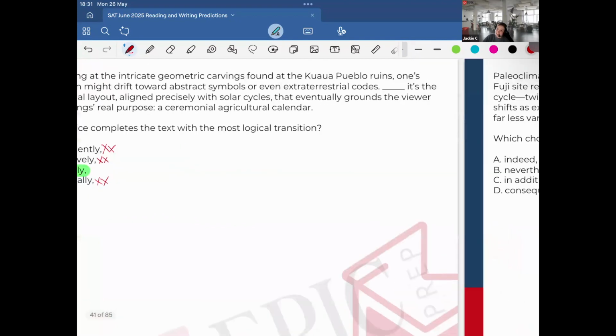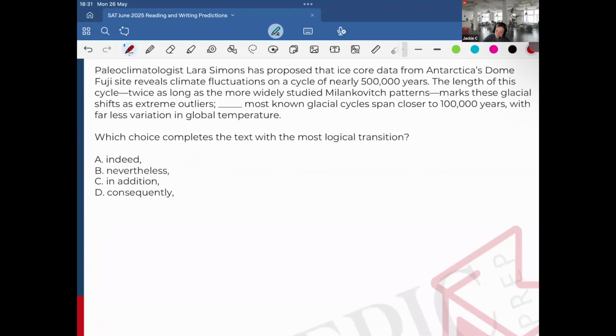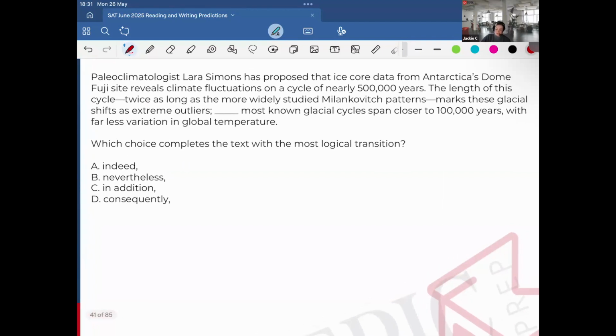Another amazing, amazing one. Okay. And let's take a look at this one. And if you're not doing these, you should pause, try to do them on your own, and then press play.